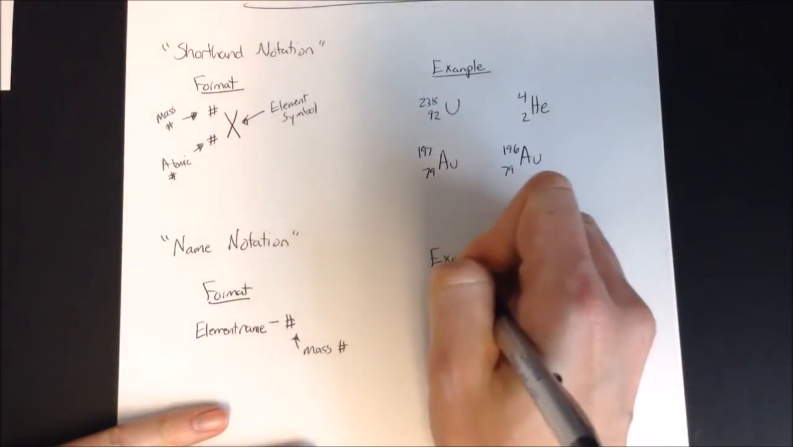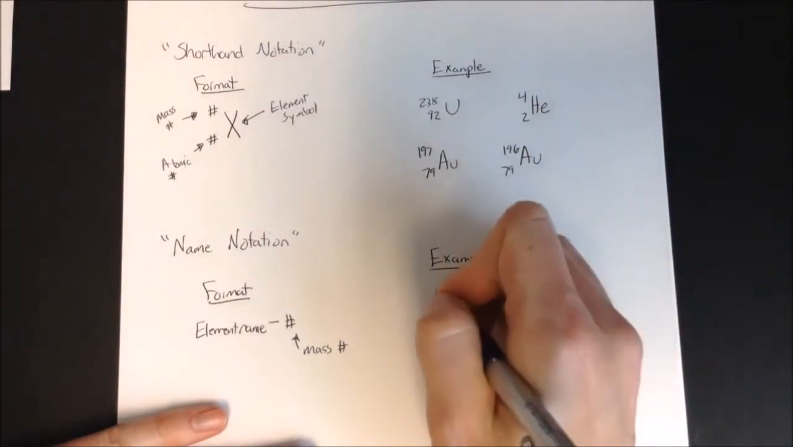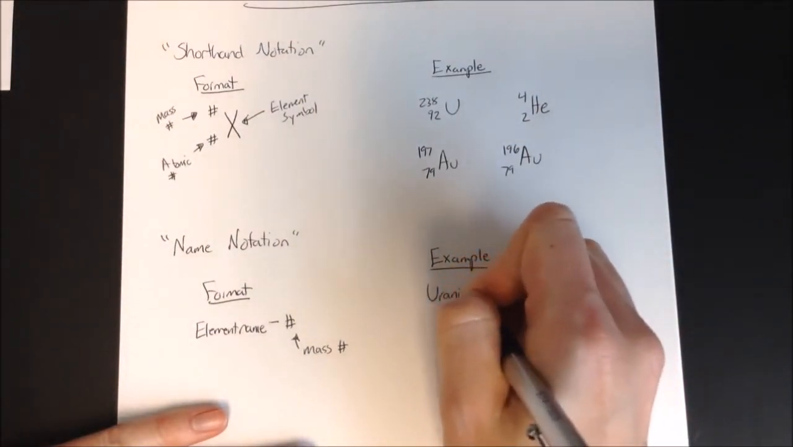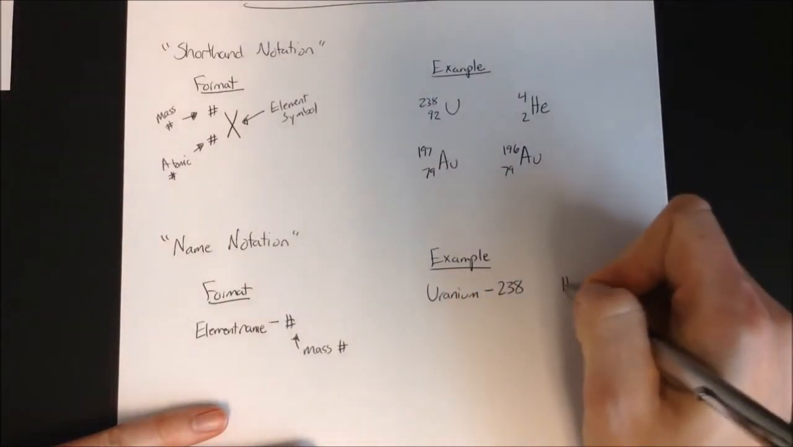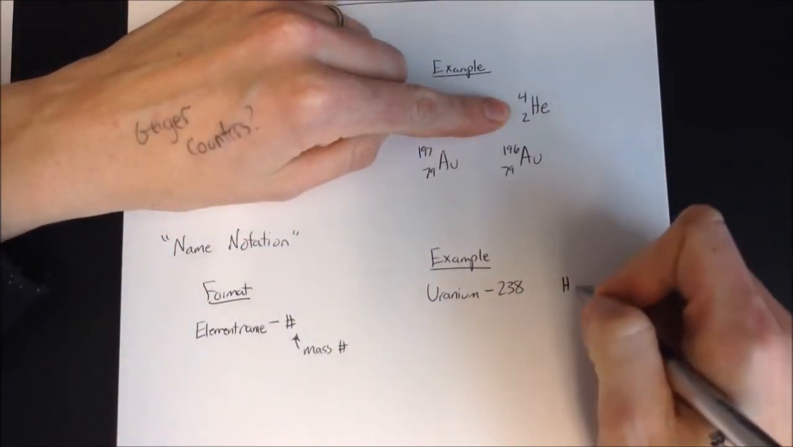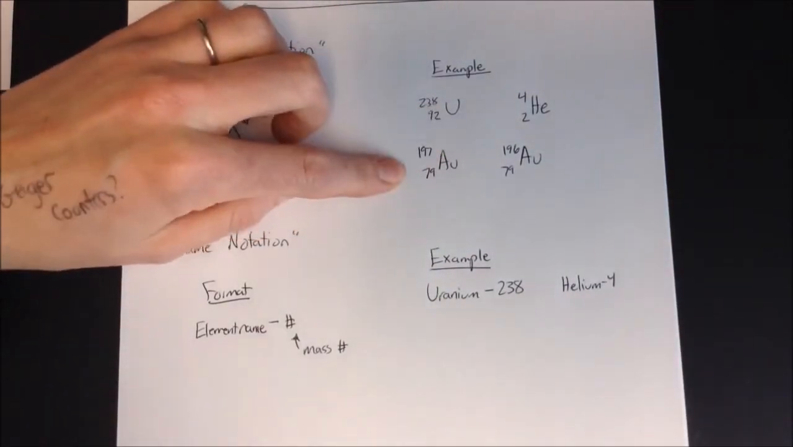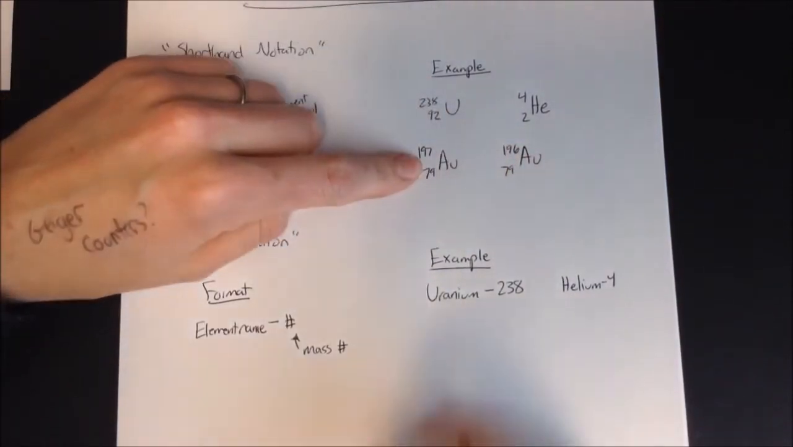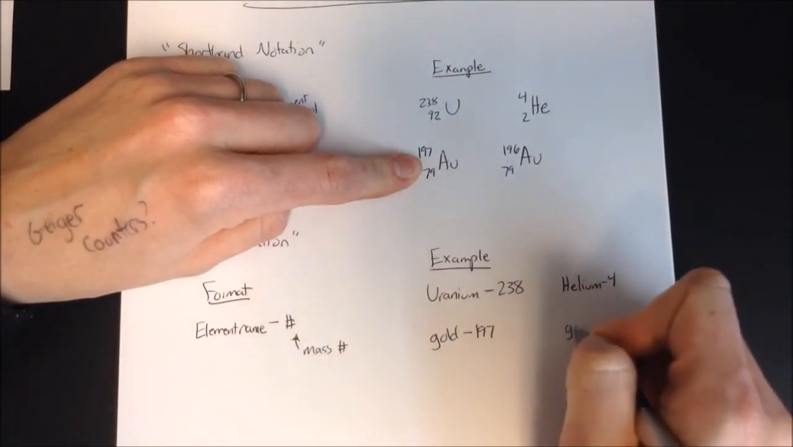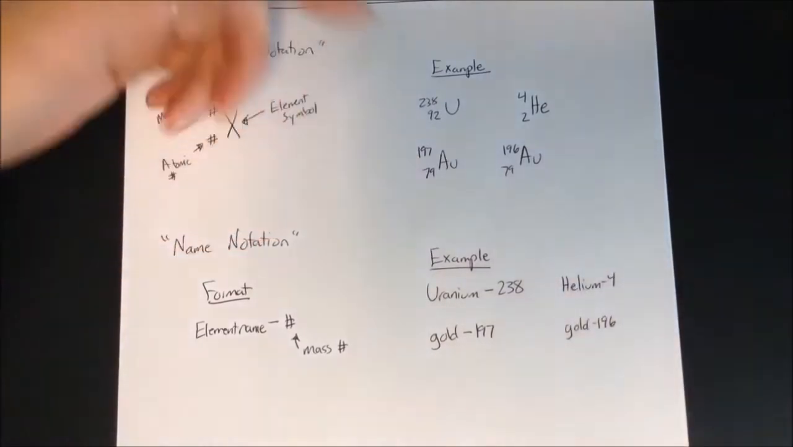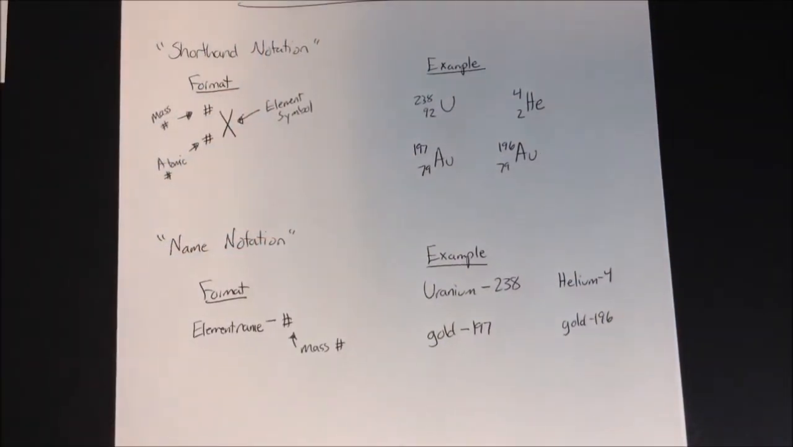So I'm going to use the same ones from up here as my examples down here. So that U stands for uranium, so that would be uranium 238. The one next to it, helium with the 4 on it, this would be helium 4. Now we can tell these two isotopes of gold from each other by writing this down, gold 197 and gold 196. That's the name of that particular isotope, so that's why I called it name notation.